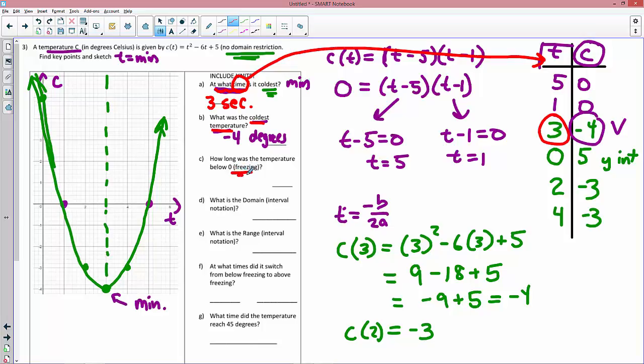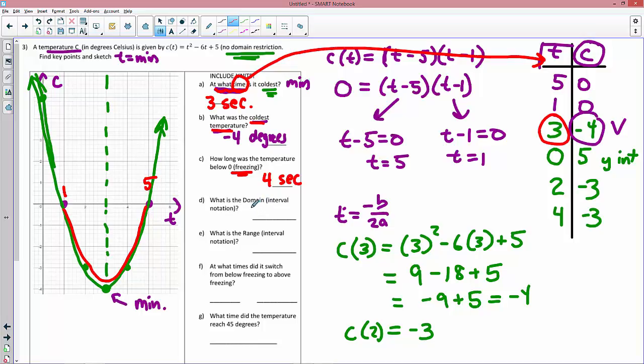So freezing. Freezing is below 0. How long was it? Well, all of this from here to here is below 0, and it happened from 1 to 5 seconds. So that's a total of 4 seconds. What is the domain in interval notation?